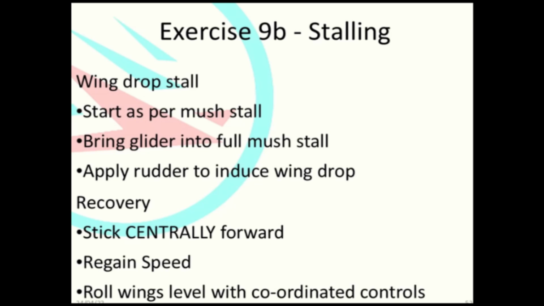Once we get the wing drop, the recovery is slightly different. The stick centrally forward is the same as all other stalls. We regain the speed as per normal, but once we've regained the speed, we roll the wings level with coordinated controls and then recover to the normal attitude. We don't recover to the normal attitude whilst rolling the wings level. It's roll and then pull.